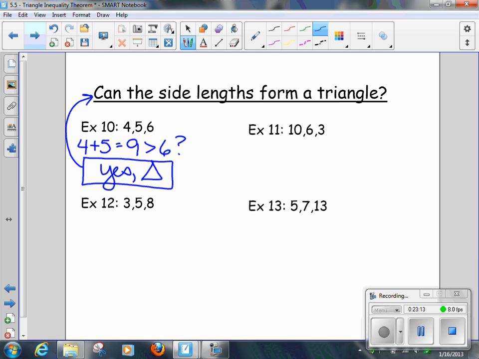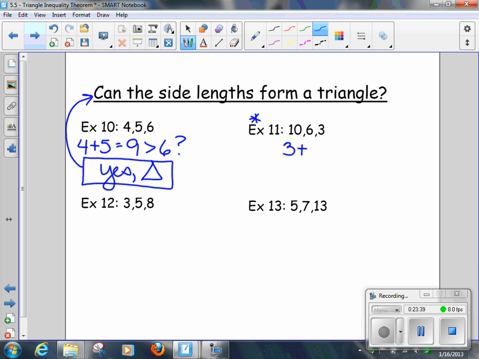Wasn't that easy? Now, here's the little thing. Look at what you're doing. You're adding the two shortest sides. 4 plus 5. What's 4 plus 5? 9. Is 9 greater than 6? Yes, it forms a triangle. Okay? You need to put it in order. Now, that's the thing. Put a star by it. That's the catch. If you don't put it in order, it may not work.